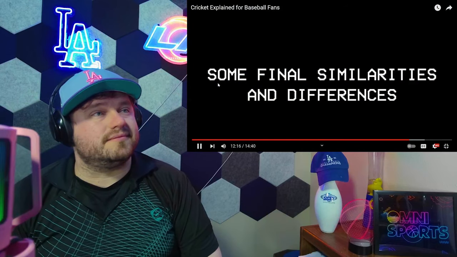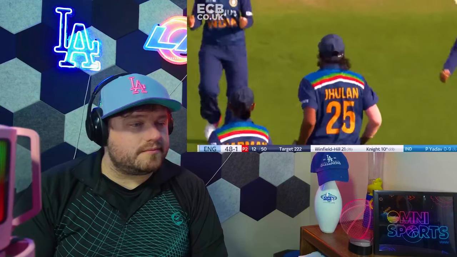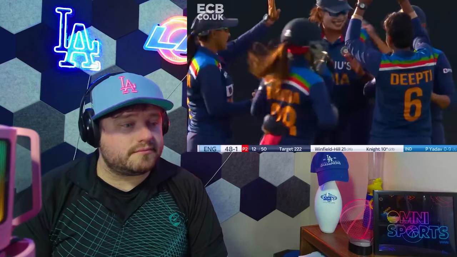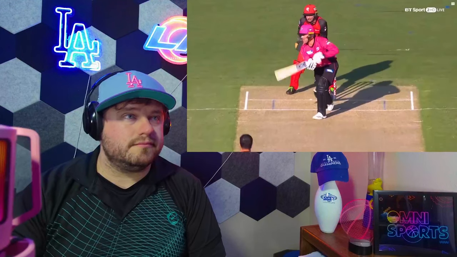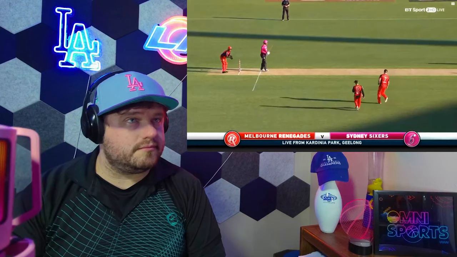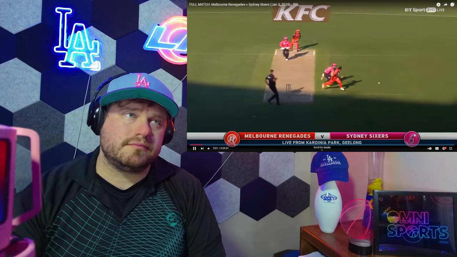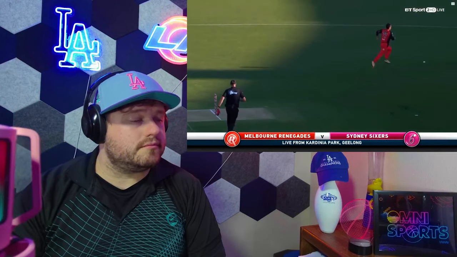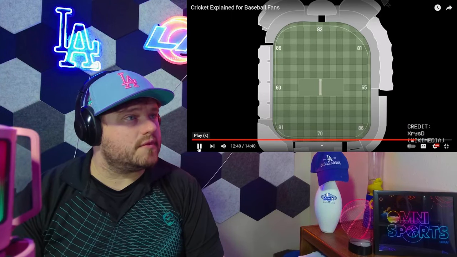Some final similarities and differences. All right, that's basically it. I thought that we would end this video with a few more similarities and differences between baseball and cricket. One major difference is that in cricket, if a ball is in play, the runners are not compelled to move, right? You only run if you think you can make a run. One similarity is that every cricket ground has different dimensions and a different shape.